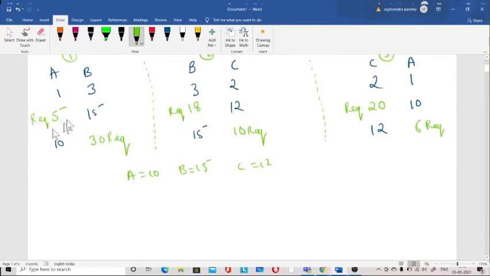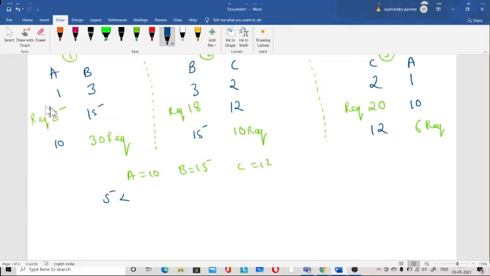So now finding the limiting reagent. What is the requirement of A? That is 5. Given moles are 10. So here 5 moles of A are required, which is less than the given quantity, that is 10 moles.